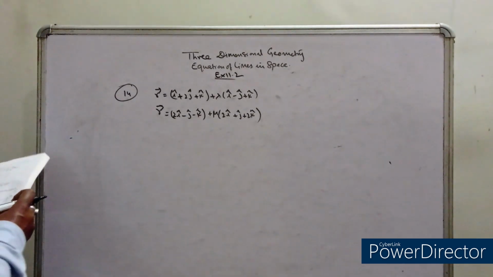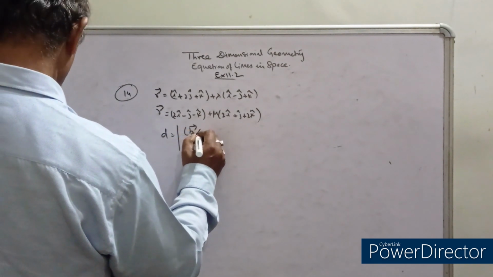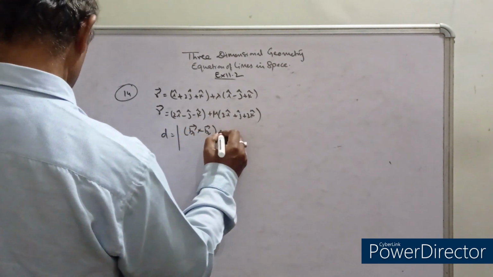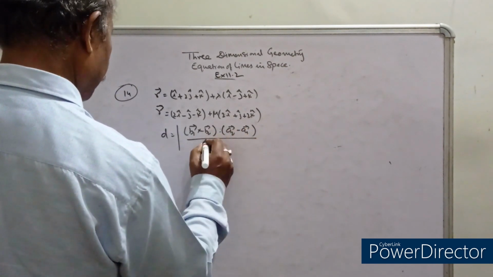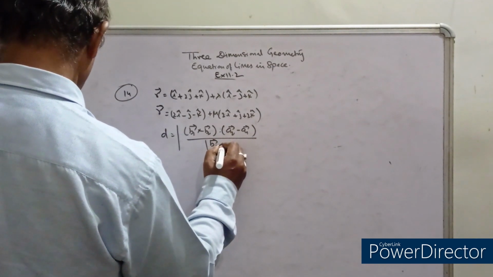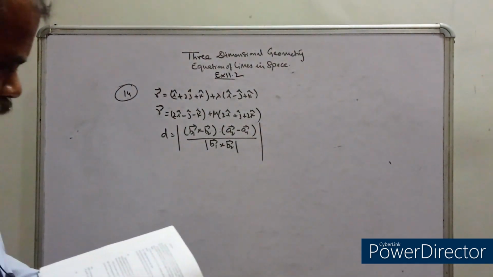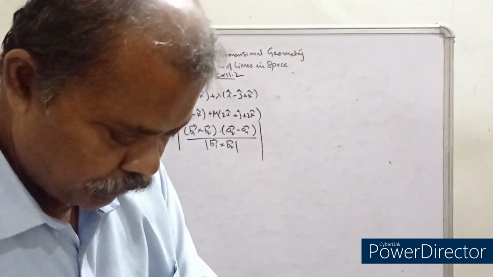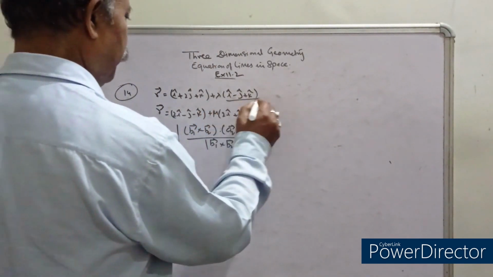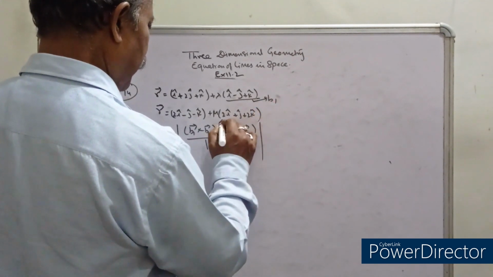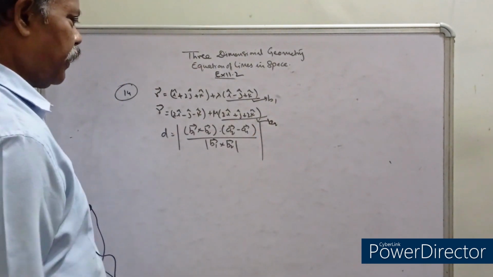Your shortest distance formula is d is equal to b1 vector cross b2 vector dot a2 vector minus a1 vector, divided by modulus b1 vector cross b2 vector. Here you see this is your b1 vector and this is your b2 vector. For b1 cross b2, we will take the help of a determinant.